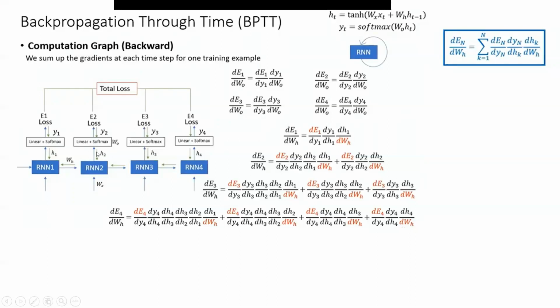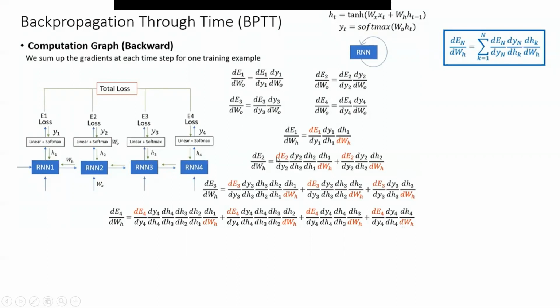However, this H2 is also dependent on H1. So if you see this formula, H2 is tanh of (WX and XT plus WH and ST minus 1), and that is H1. So H2 is dependent on H1. So if you calculate the gradient descent of E2 with respect to WH, then we need to calculate the gradient with this, plus H2 is dependent on H1.